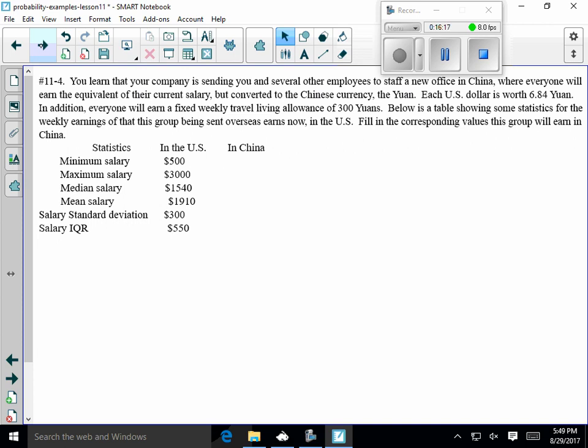Below is a table that shows some statistics for the weekly earnings of the group that's being sent overseas now in U.S. currency. Could we fill in the corresponding values in the group that they will earn in China? Okay, so pause this, give it a try.